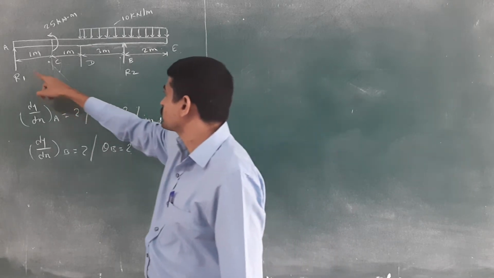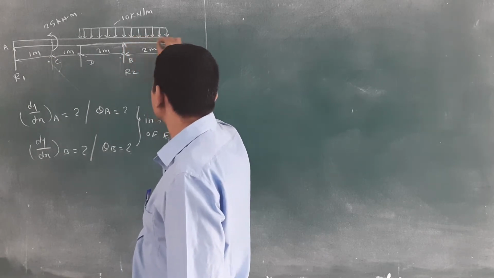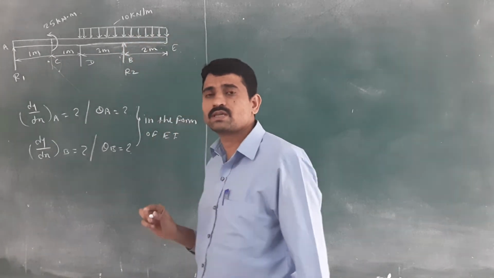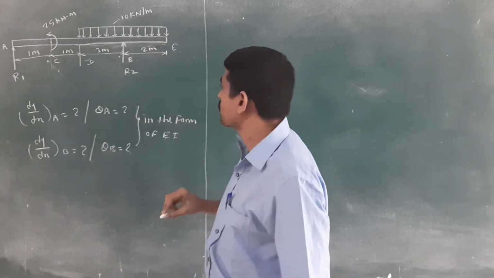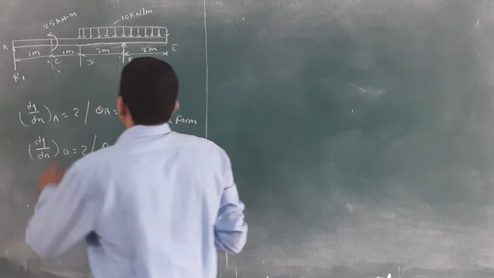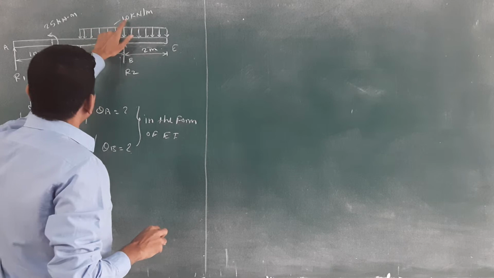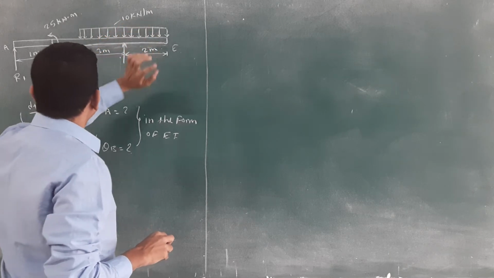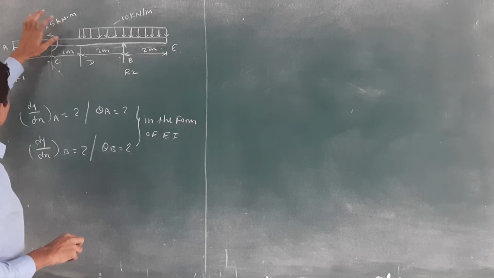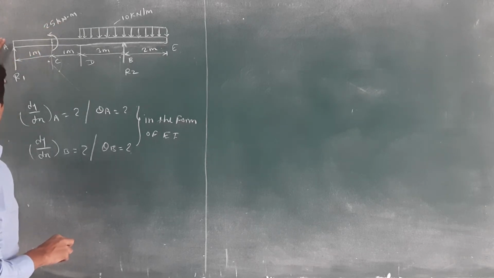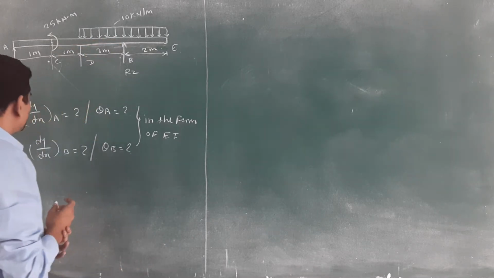Which type of beam is given? Here it is supported and this beam is extended behind the support. We have seen in unit number 2 that this type of beam is called an overhang beam. Here is the D to E portion. There is a UDL of value 10 kilonewton per meter. Here is a couple of 3.25 kilonewton meter. One support is given at point A and another support is given at point B.